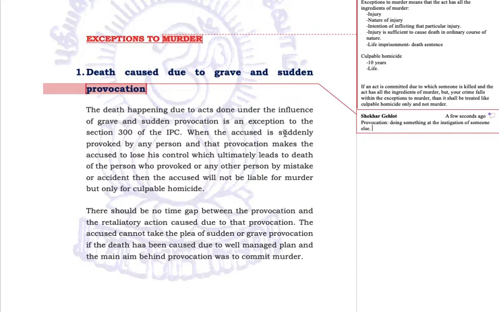When the accused is suddenly provoked by any person, and that provocation makes the accused lose his control, which ultimately leads to the death of the person who provoked or any other person by mistake or accident, then the accused will not be liable for murder but only for culpable homicide.